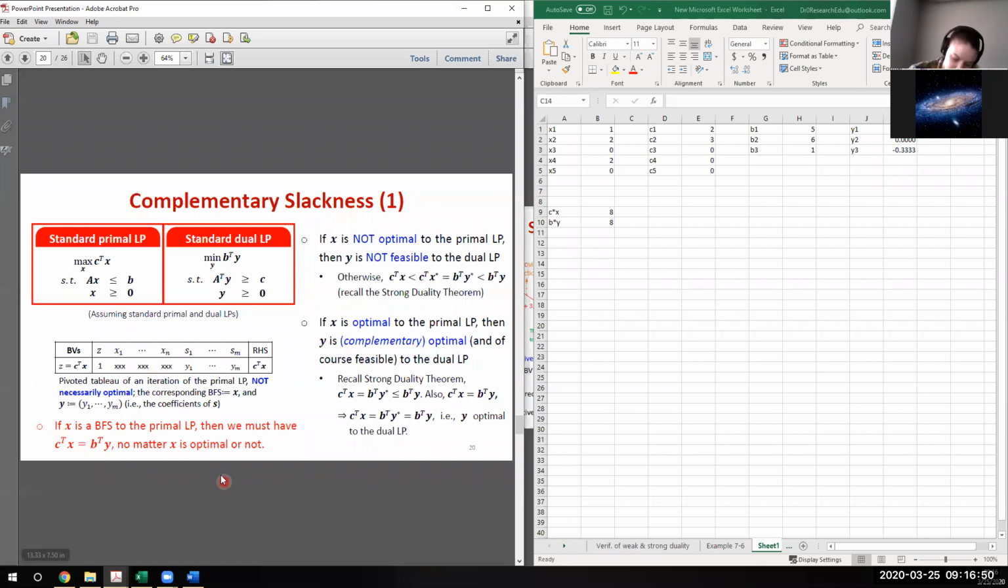So we have the property that if X is a basic feasible solution to the primal LP, then under this definition, we must have c^T X equals b^T Y, no matter whether this X is optimal or not.